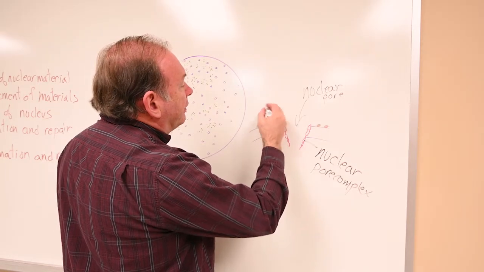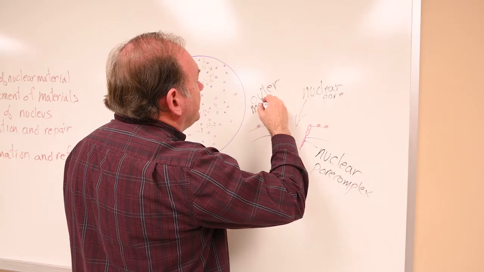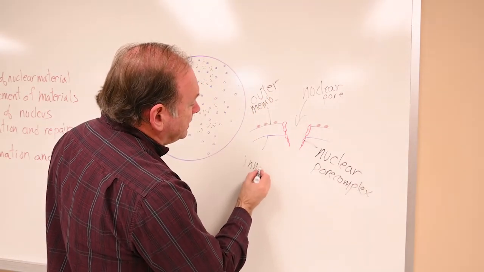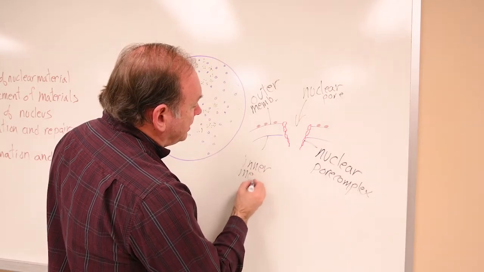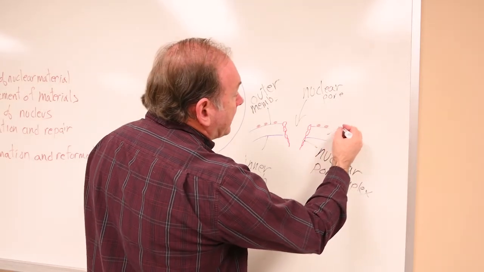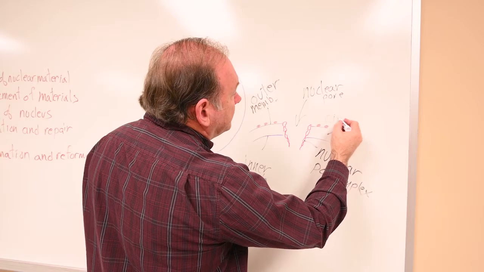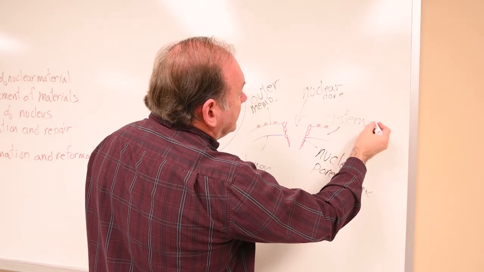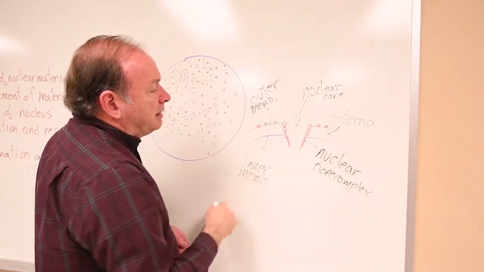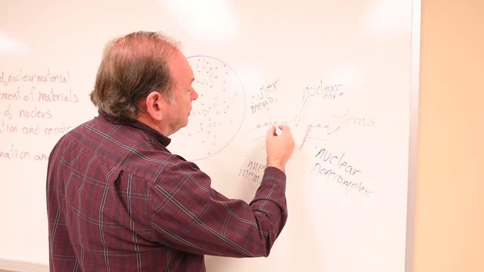There's the outer layer of membrane. I'll just put outer membrane. And then the inner membrane. There's a space between the outside and the inside. We call that a cisterna. Cisterna. That gap, that space in between the outer membrane and the inner membrane. And then we have our ribosomes.